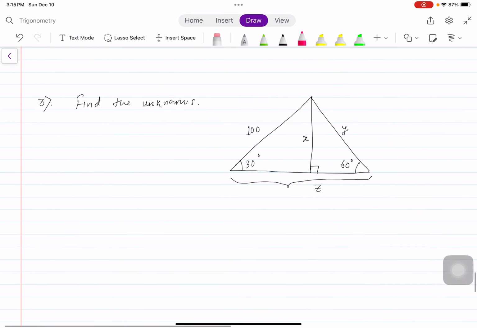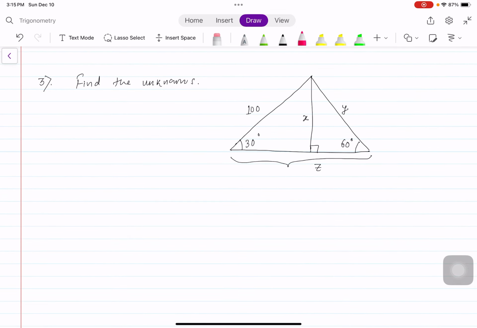One final problem: find the unknowns. Study this figure and find the unknowns. So first we study the figure. This is 90 degrees, and this is x, y and z. So we have to find x, y and z. These are the unknowns. How to solve this one? Let's label this A, B. Say this is C and say this is D.